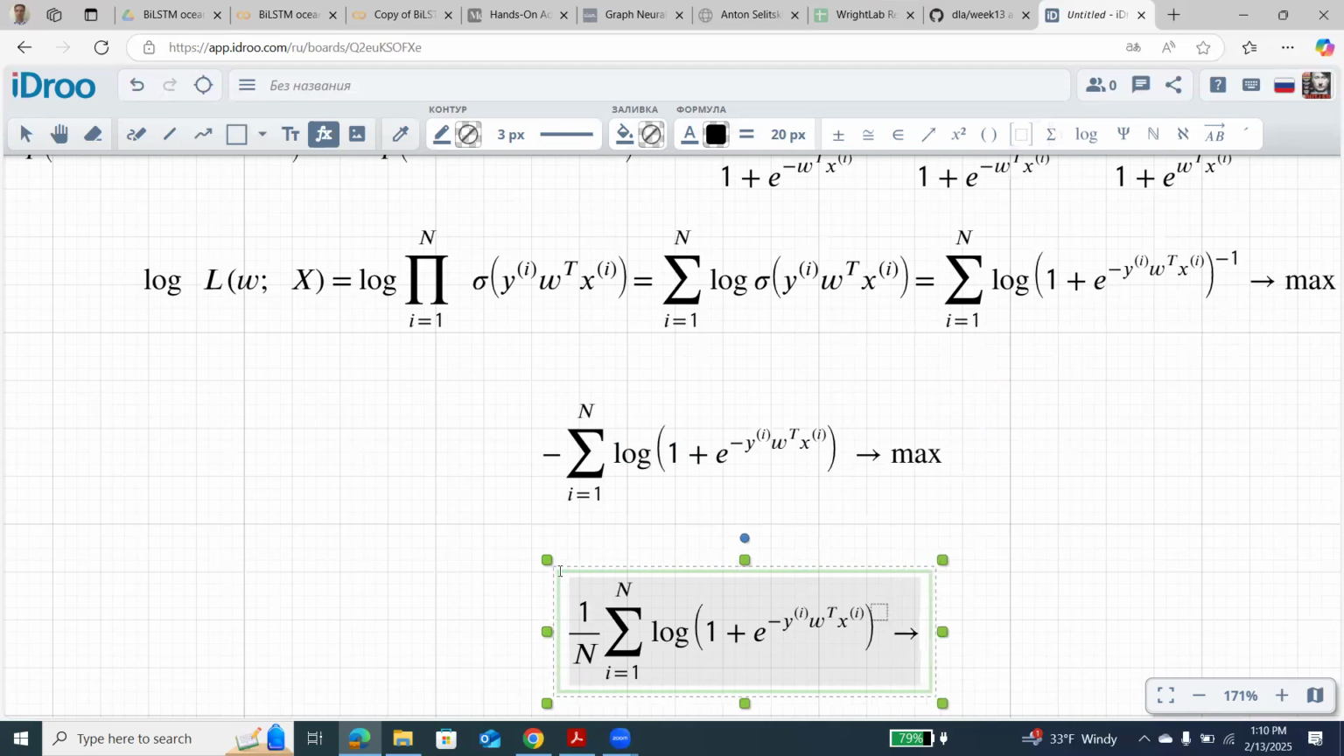But the difference is that loss function we minimize, and probability we maximize. So just change the sign, and without factor 1 over n, you will get the loss function. And 1 over n is just a constant, so typically we use 1 over n in loss functions. Does it make sense?